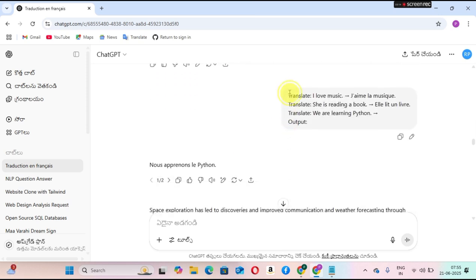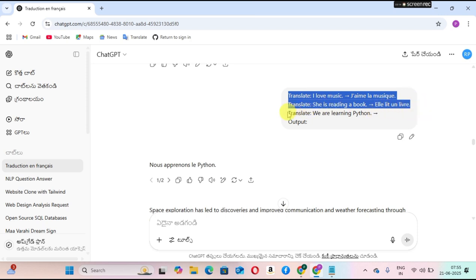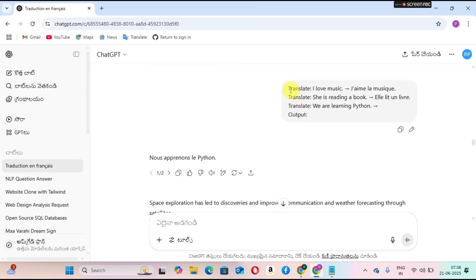So let's now use few-shot prompting for translation. We will give two English to French sentence pairs and then ask it to translate a new one. So here the complete prompt is this one, where the examples are these two, and here we have given the third one as input data. So here, translate I love music, and here we have given a French statement. Similarly, translate she is reading a book, and here we have given a French statement.